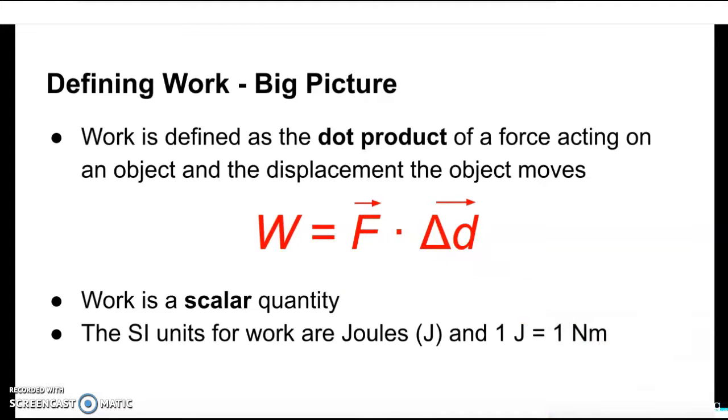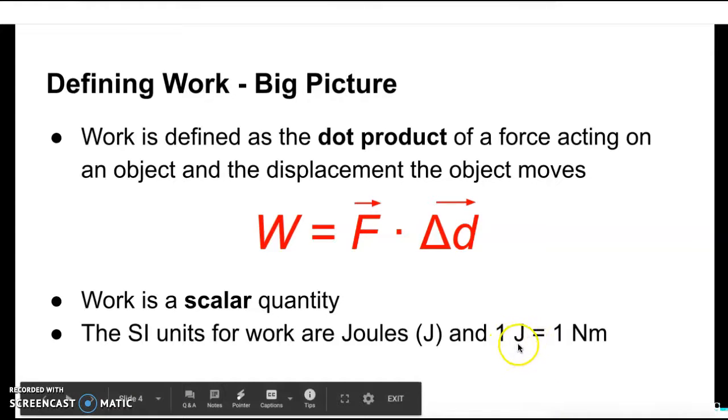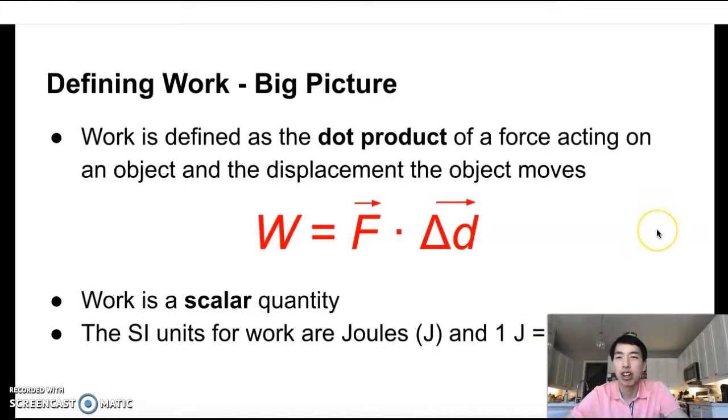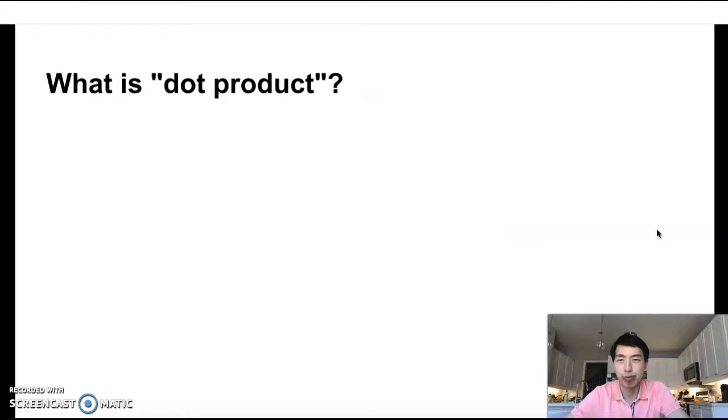1 joule is the same thing as 1 Newton meter. All right, but we're mostly going to just use joules for the units for work. All right, so now I'm going to try to explain what this dot product thing is all about.